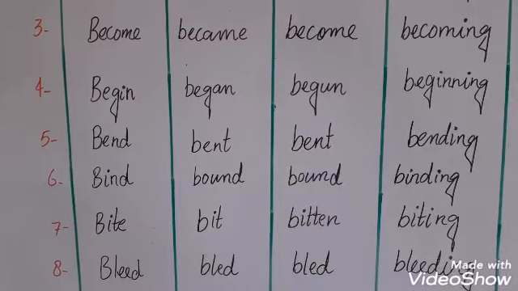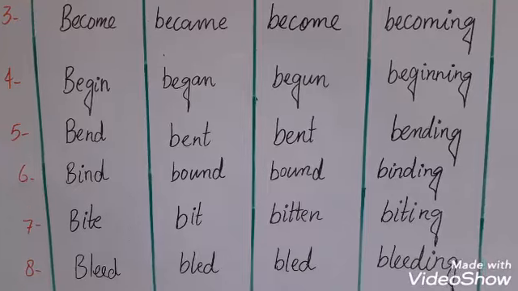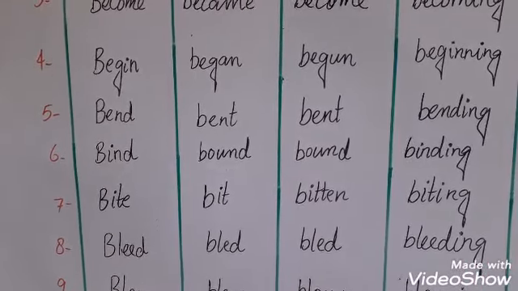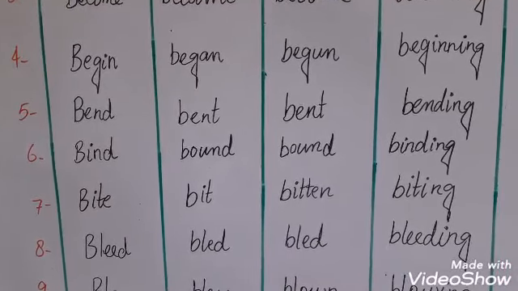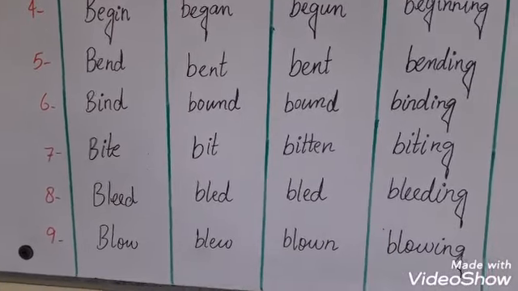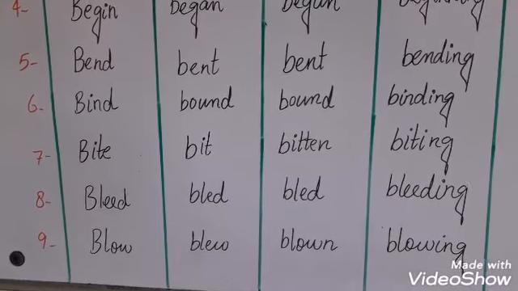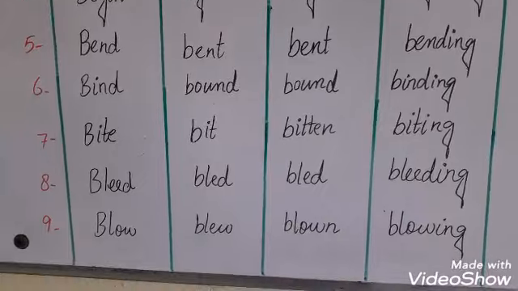Number 5, bend. First form bend, second form bent, third form bent, fourth form bending. Number 6, bind. First form is bind, second form bound, third form bound, fourth form binding. 7, bite. First form is bite, second is bit, and third form is bitten, fourth form is biting.